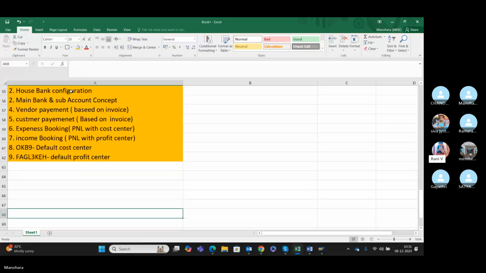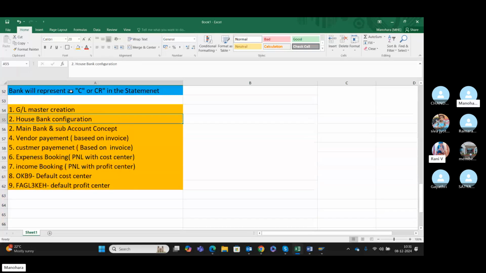Why are we using default cost center and profit center? Sir did not tell us this concept.